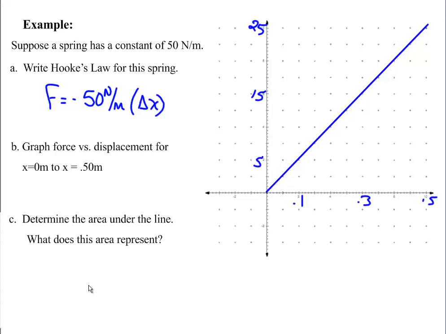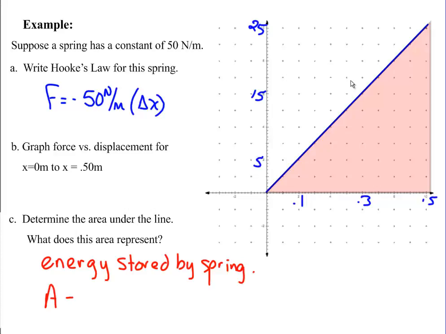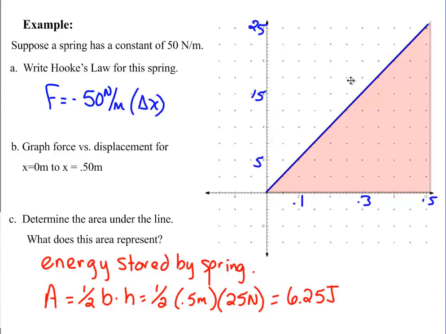Okay, now I'm supposed to determine the area under the line. Well, it's a triangle. So there's my triangle. There's the area under. What does this represent? Well, we said before that the area under the curve on a force versus delta x line is the energy stored by the spring. And the area is the area of a triangle, so we have 1/2 the base times the height. So we have 1/2. The base is delta x, so that's 0.5 meters. The height is force, so that is 25 newtons. And so I get 6.25 joules of energy stored by this spring.